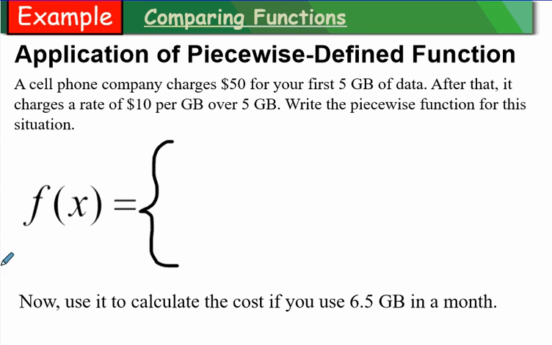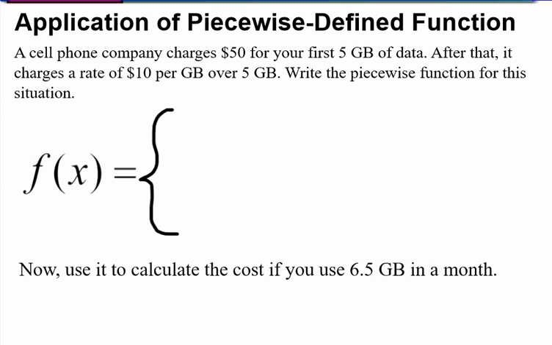Sorry, one more item I wanted to show you is just an application of where piecewise gets used. They get used a lot of times when being charged for things, where they charge you a rate for a certain amount, and then you get charged extra if you go over that. So cell phones are a good example. So let's say a cell phone company charges you $50 for your first 5 gigabytes of data. After that, it charges a rate of $10 per gigabyte for every gigabyte you use over 5, right? What would the following piecewise function be?